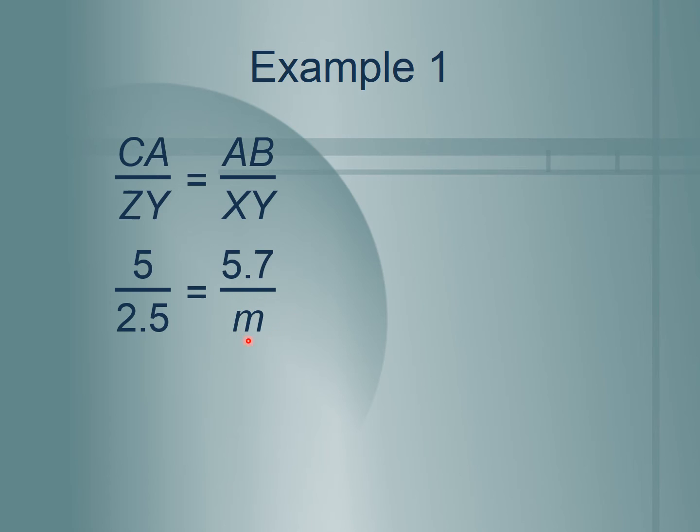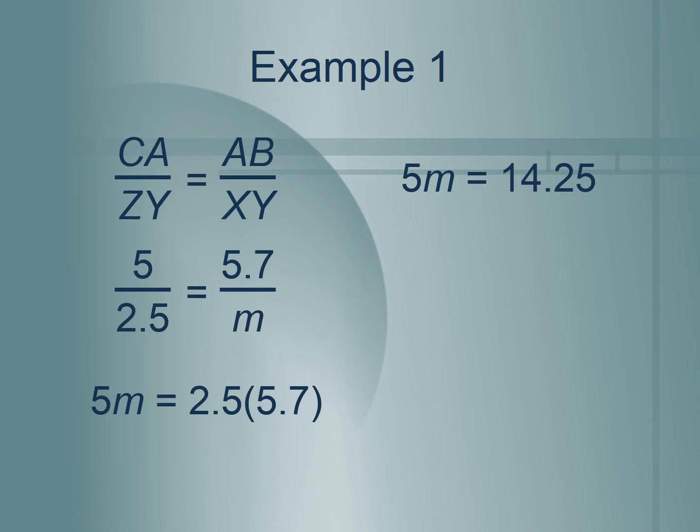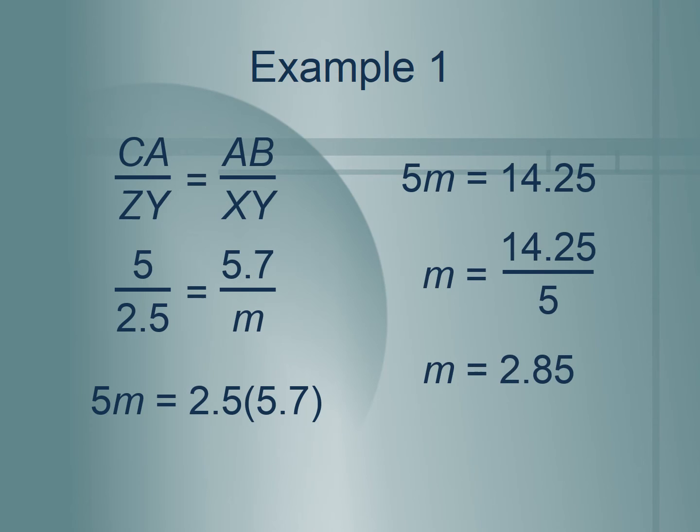Well, we don't know that measurement, but we're going to solve for it, and we can use what we learned in the last lesson using proportions. So we're going to cross multiply. So we have 5m is equal to 2.5 times 5.7. So we're going to solve for m. 2.5 times 5.7 is 14.25. We divide both sides by 5, and we find out that m is equal to 2.85.